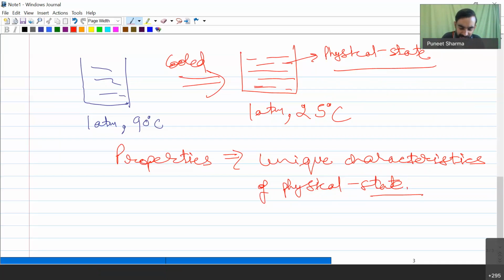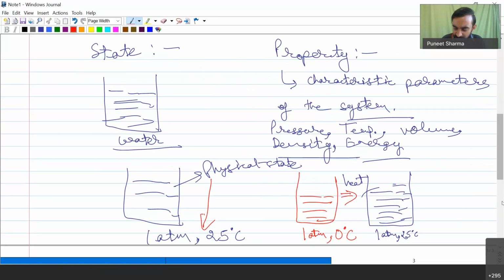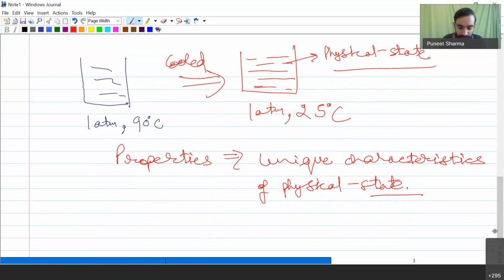If we change our physical state to any other state, then once again the properties will change, and these properties will remain the same irrespective of the path by which we have approached that particular state of the system.